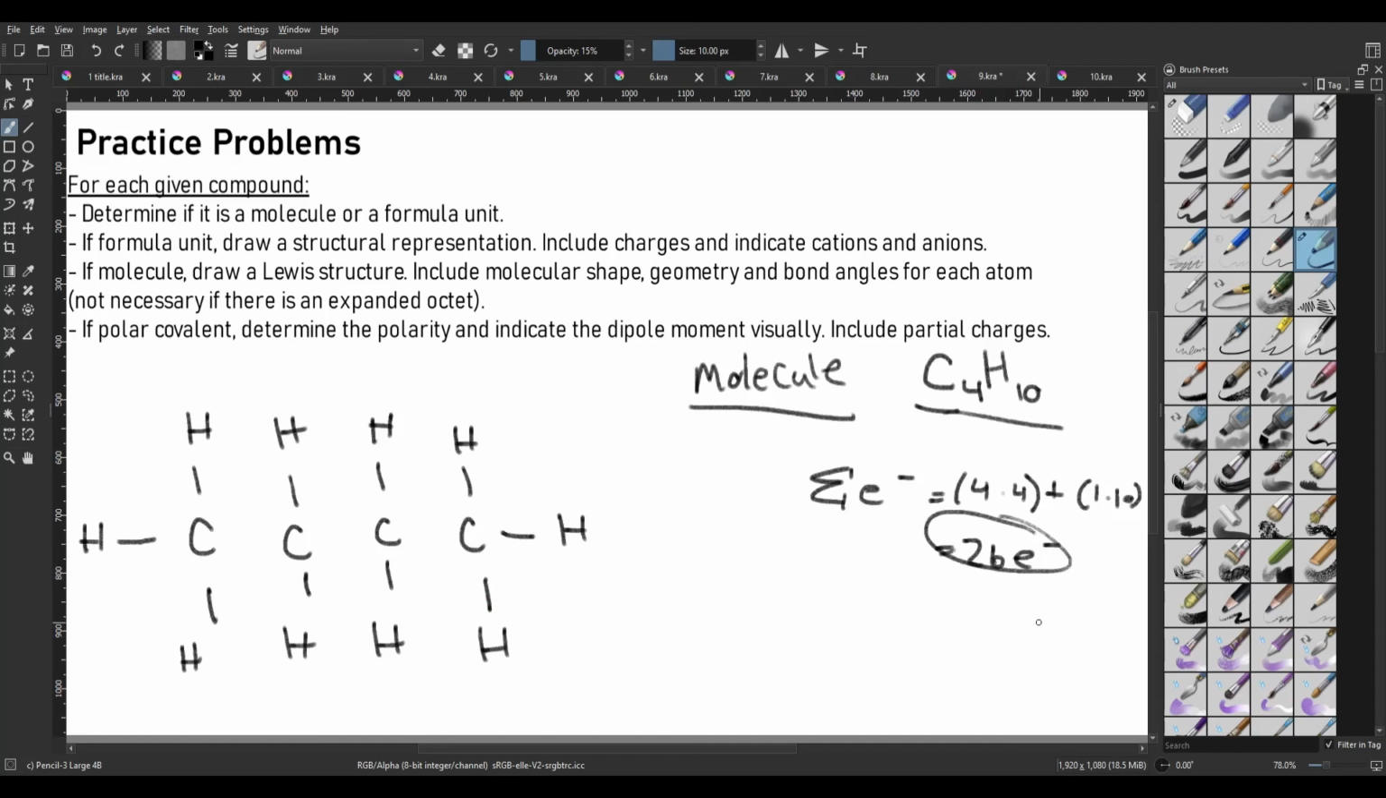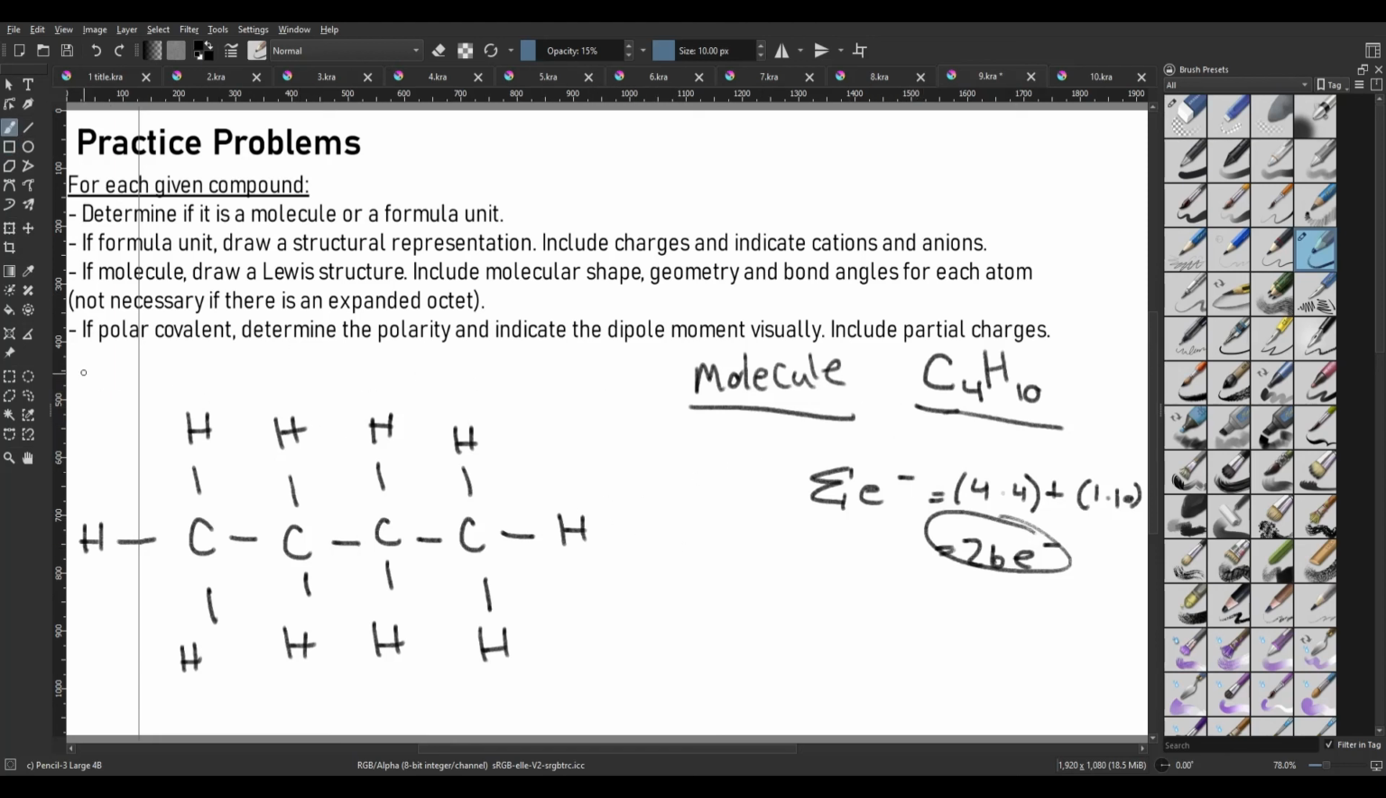So we have 6 valence electrons left. The only thing we're missing is these 6 in the middle to bond the carbons together. So it's going to be 22, 24, 26. And this is our Lewis structure for this molecule. This molecule is called butane, and it is C4H10.